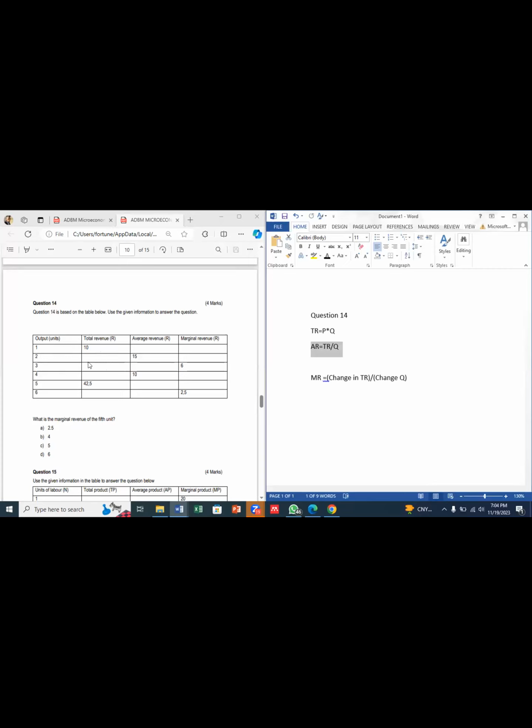Then we move on to the total revenue of the second unit. To get the total revenue, we have the average revenue of 15, so we use this formula. The average revenue, given as 15, equals the total revenue, which is the unknown, divided by the quantity, which in this scenario is 2. To get the unknown total revenue, we multiply both sides by 2. That means 15 times 2 becomes our total revenue, which equals 30.